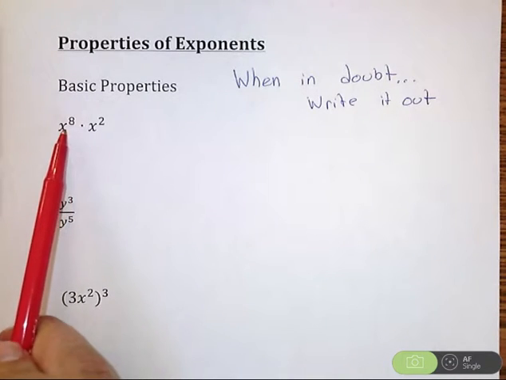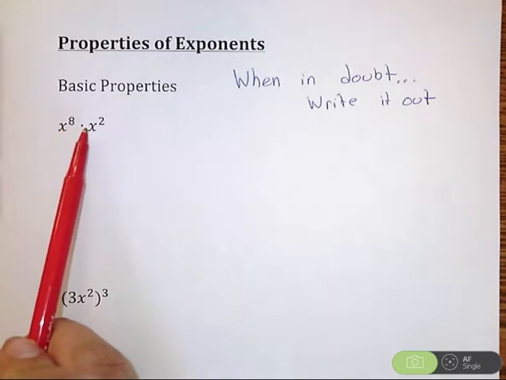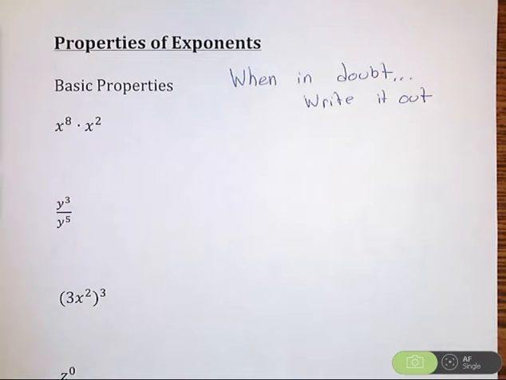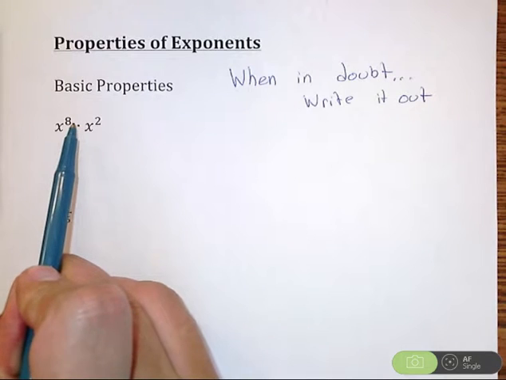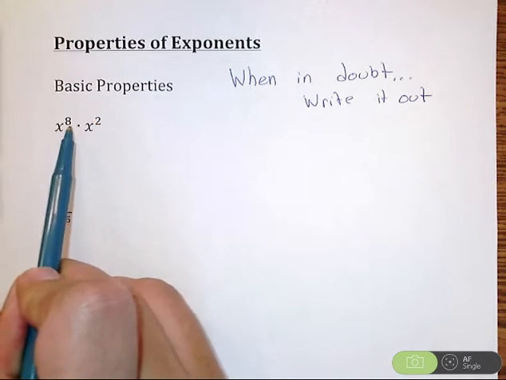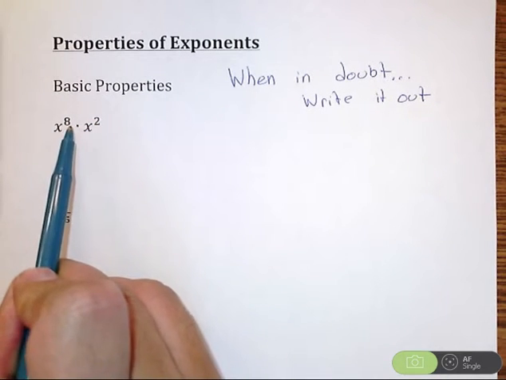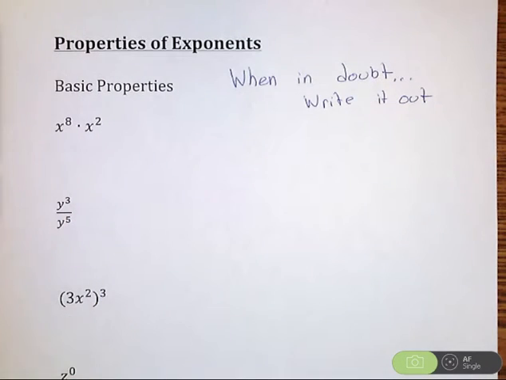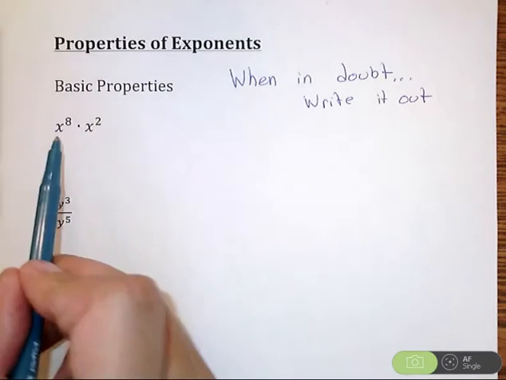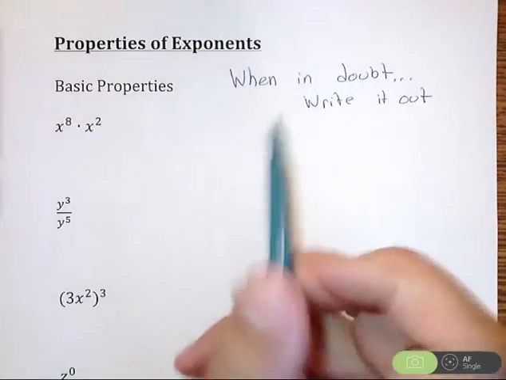So my first problem, we need to simplify x to the 8th times x squared. So we're dealing with properties of exponents. The big deal is up there, that is an exponent in the superscript there. So that is what we're trying to do. So I have two bases of x here. When in doubt, write it out.